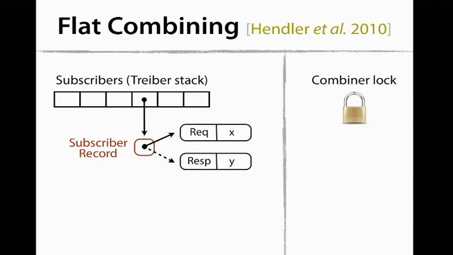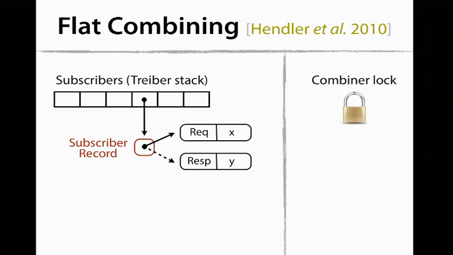Then the point is, exactly. And the reason this is so important is once you have your subscriber record in the stack, then you can just do a normal write, no compare and set, to make a request. Because this is your record. No other thread is going to make requests on your record, right? And then the combiner will, at some point, perhaps notice that this request is there and service it.